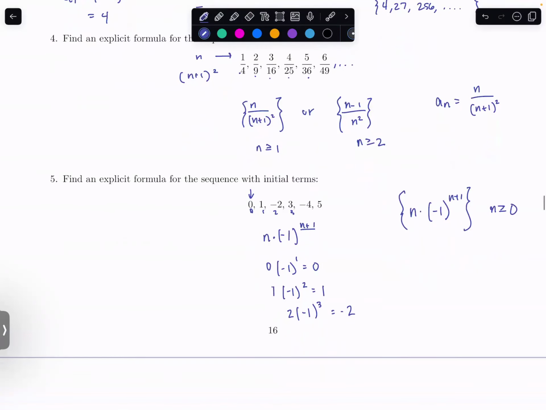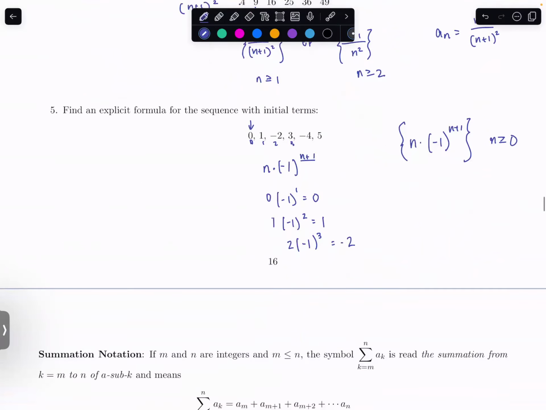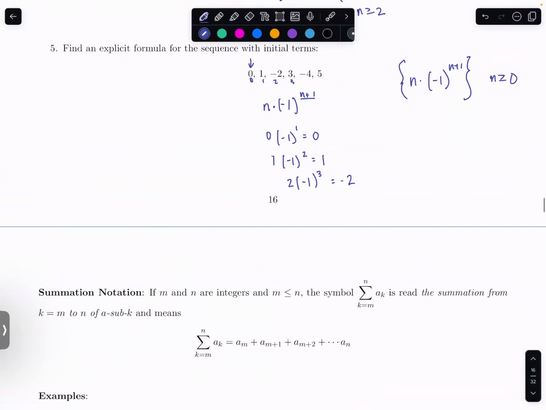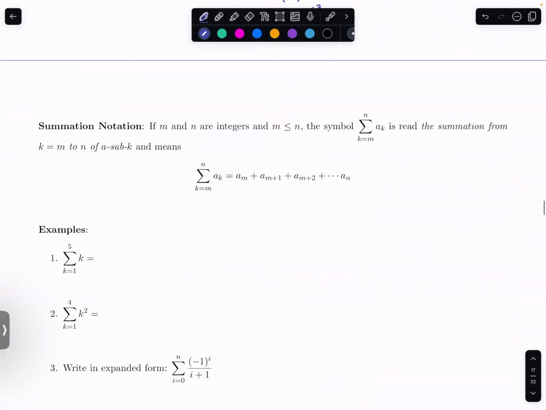Now finding those can be very challenging, but yeah. Now for summing up a bunch of terms in a sequence, there is summation notation. m and n are integers, m is less than n. Then you have this summation, the sigma notation. This is a summation from k, where the mth entry to the nth entry of this sequence.